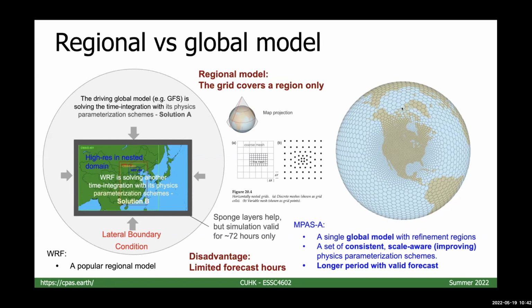And since this is a single global model, we can have a longer period of forecast. For example, you can forecast 5 days, 7 days, or 9 days. But for you to perform the computational experiments, usually we start small. Maybe we start from doing experiments for a 5-day-ahead forecast first. So this is the comparison of a global model and a regional model. We go to the next slide.